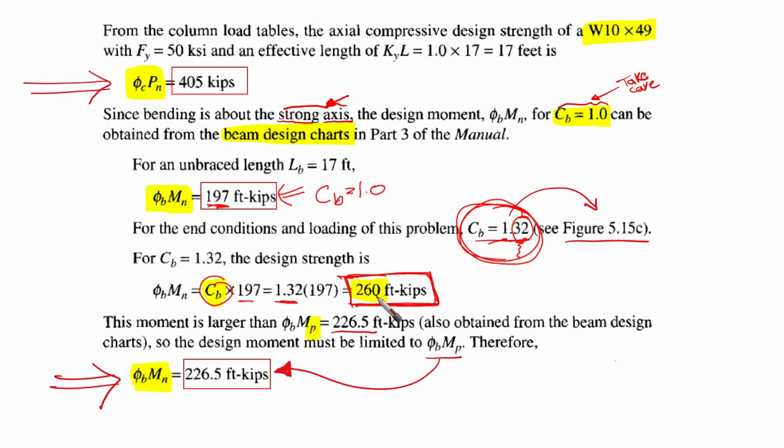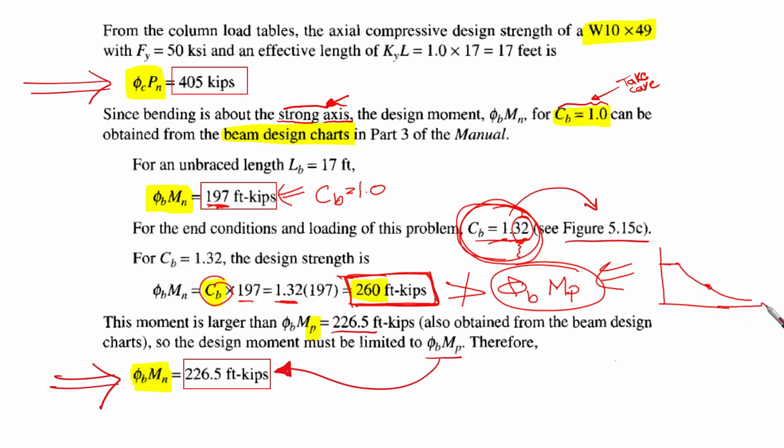This is supposedly the available strength, but under one condition: it should not be larger than phi b M plastic, the plastic moment, the plastic limit. Do you remember when I was talking before? We have two things here: this is the unbraced length, and this is M here, and this is the limit for the plastic limit. This is the M plastic here. So if we are, for example, here, and then we multiply by CB, and we found that we are here for this cross section, this cannot be done.